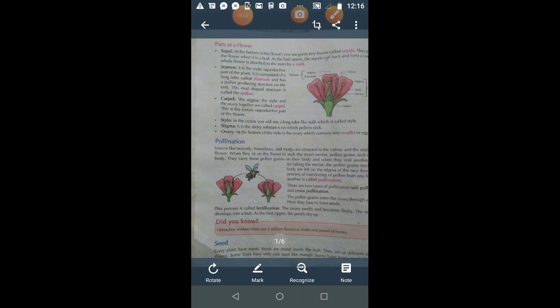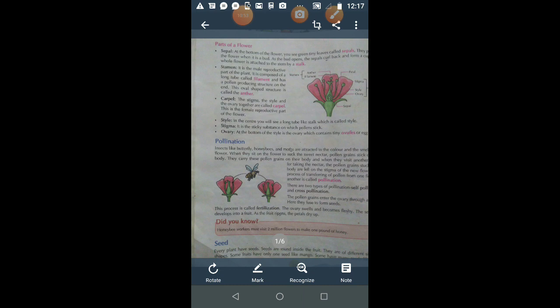Draw a diagram of a stamen. It has two parts, filament and anther. The filament is a thread-like structure with the circular structure, the anther, on the top. And pollen is produced by the anther. So it means that pollen grains are inside the anther. And when the anther matures, the pollen grains come out, and it contributes to the male reproductive process of the plant.